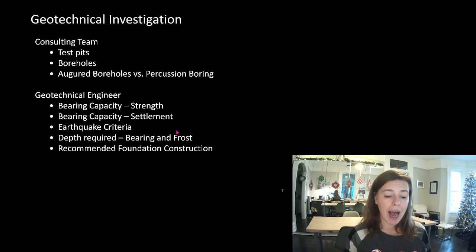So let's talk about how we know what to design our footings for. Foundation work and soil work is a separate trade or a separate consultant from the building engineer. The geotechnical engineers often do a geotechnical investigation. We, as the consulting team, are not allowed to hire them. My insurance indicates that I am not allowed to hire the geotechnical engineer. Your insurance as the architect indicates you're not allowed to hire the geotechnical engineer. The owner has to hire the geotechnical engineer directly and tell them what information they need.